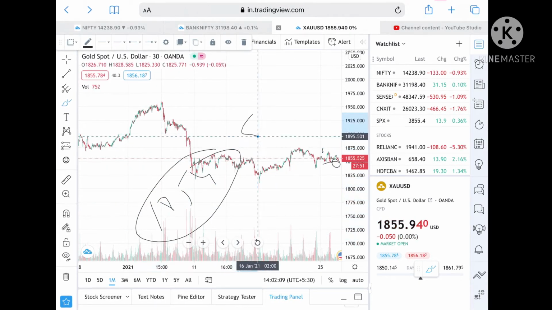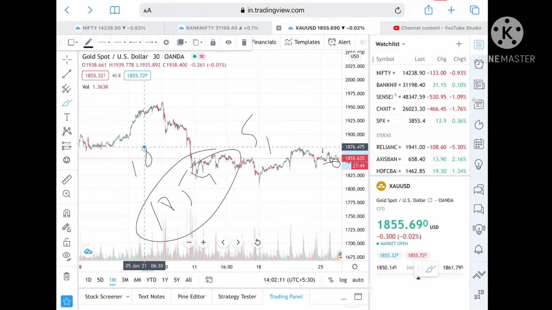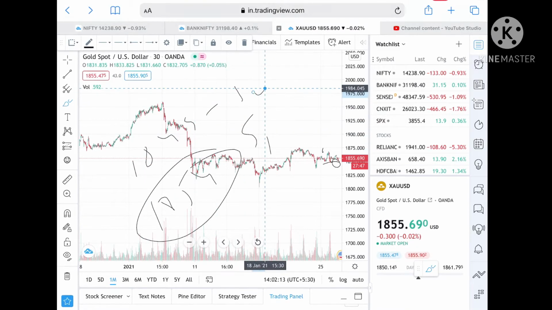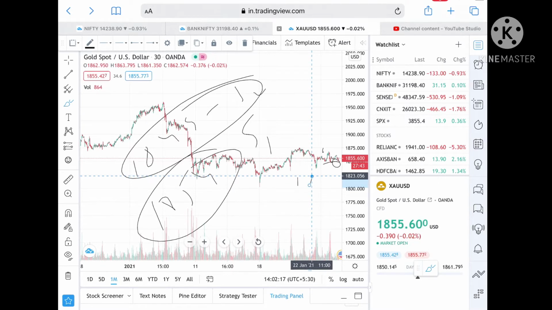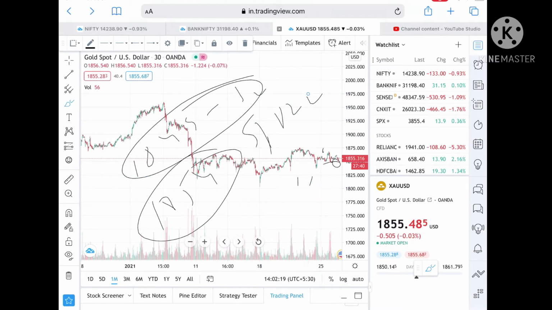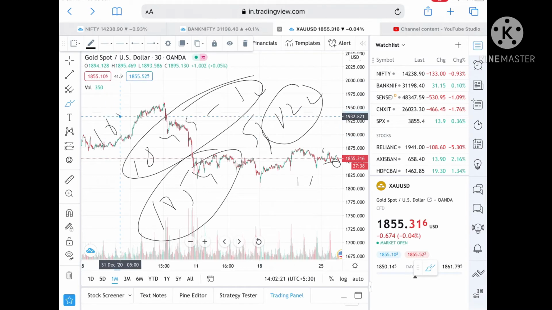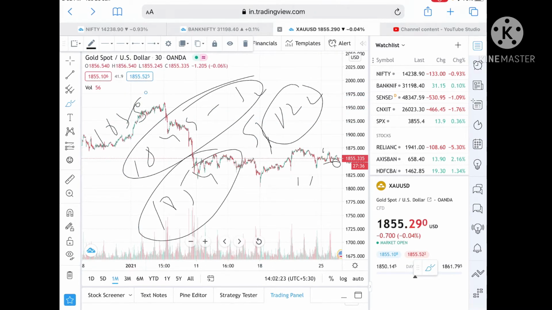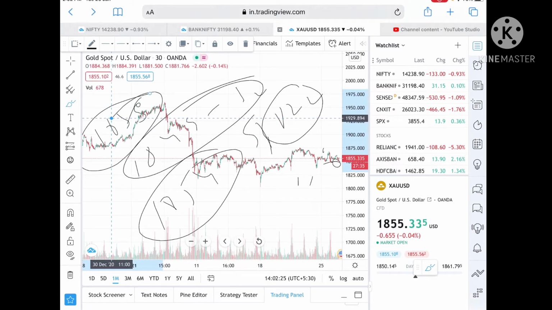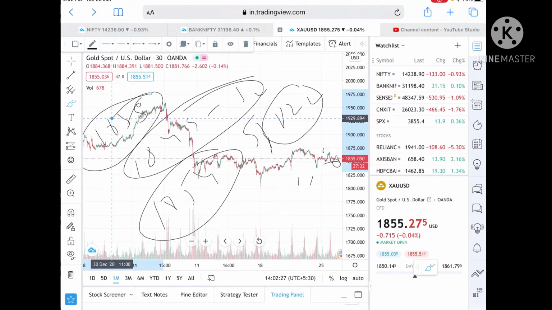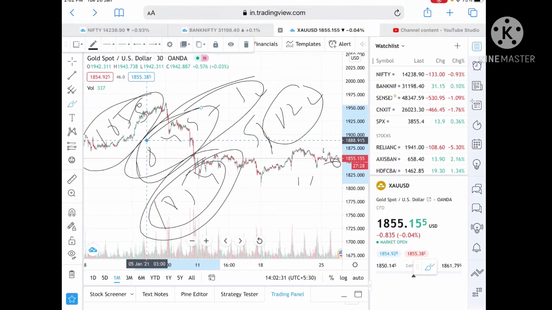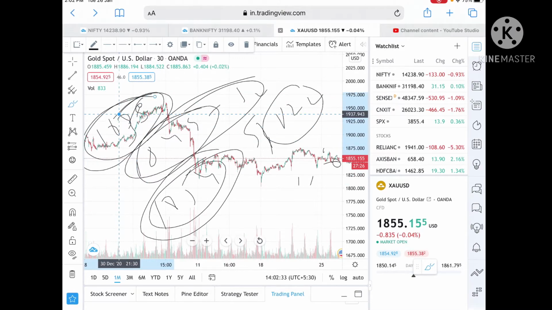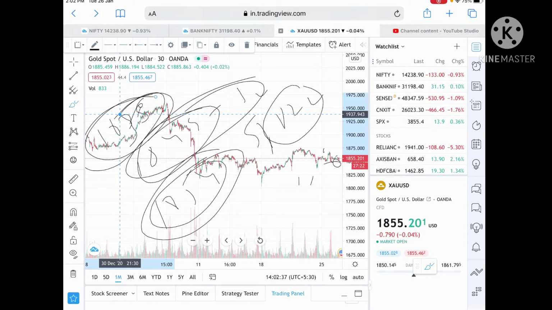So I have suggested 1854 you can take as support 1, and 1849 as support 2. If this level is broken, then you can take 1823 as your support. But I feel it will not go below 1835 for a week. So you can take 1854 as the first support, and 1835 as the support where, if you are a shorter term investor, you can sell it.